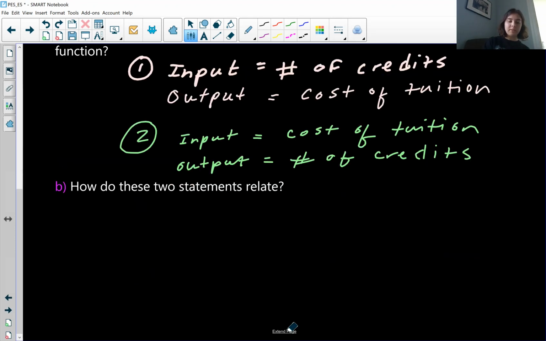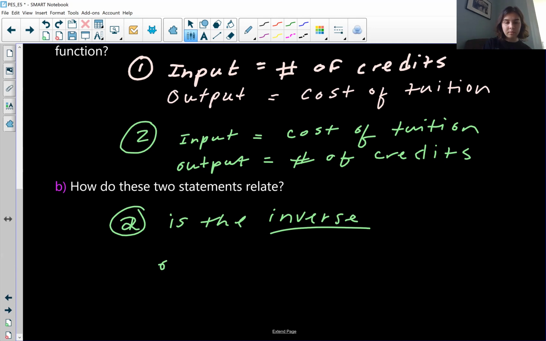And that leads me to this next point. How do these two statements relate? Let's do number 2 is the inverse of number 1. So that's the whole point of this exercise. Basically, you can see how the relationship between these two variables is pretty much the same in both statements. The only thing that we're changing is which one comes first.